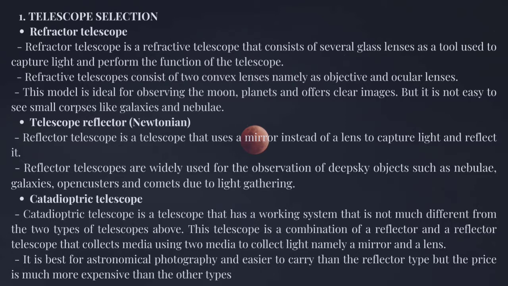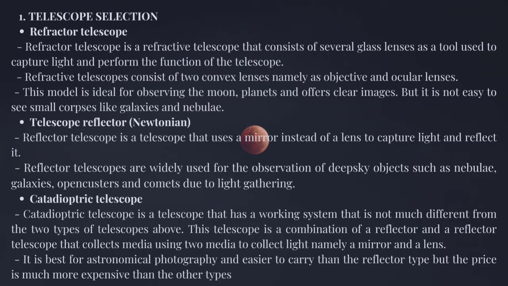Alright, so my first point is telescope selection. Before we choose our telescope, we also need to know the types of telescope first. It is because there are three types of telescope. Firstly, refractor, secondly, reflector, and thirdly, catadioptric.